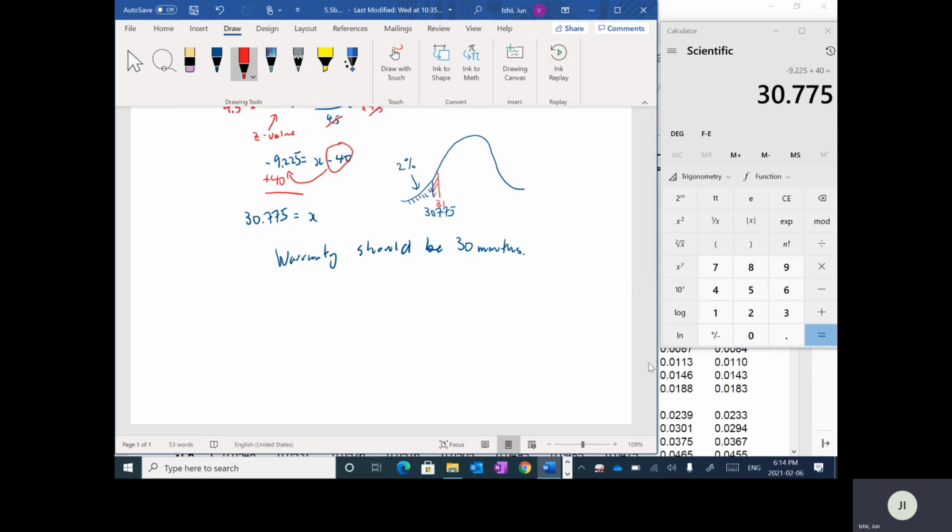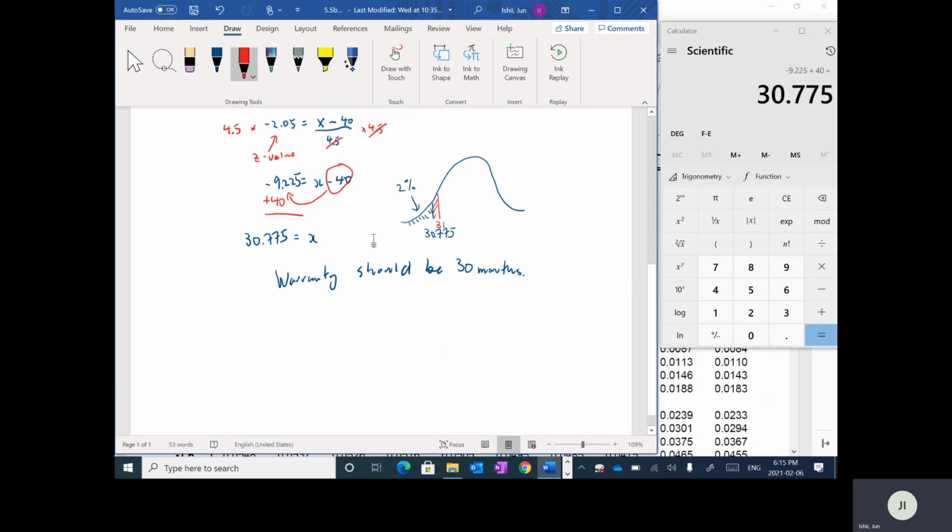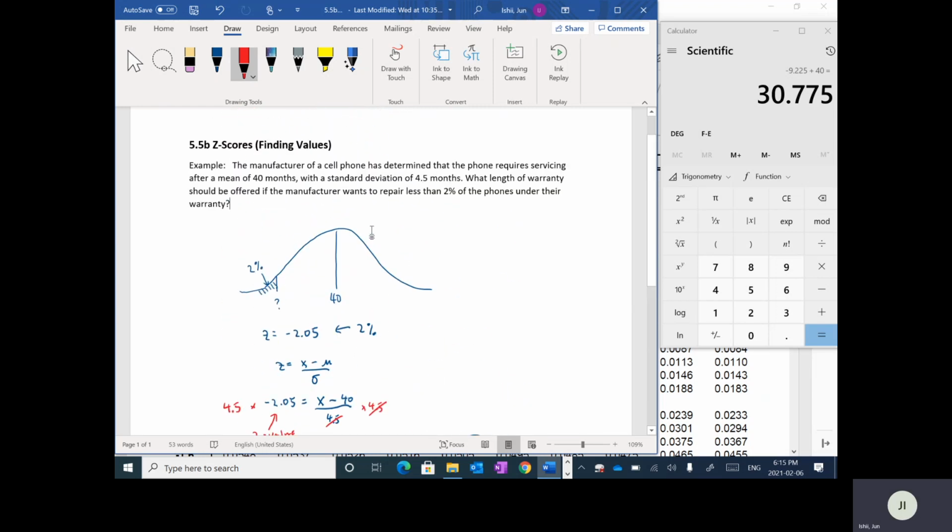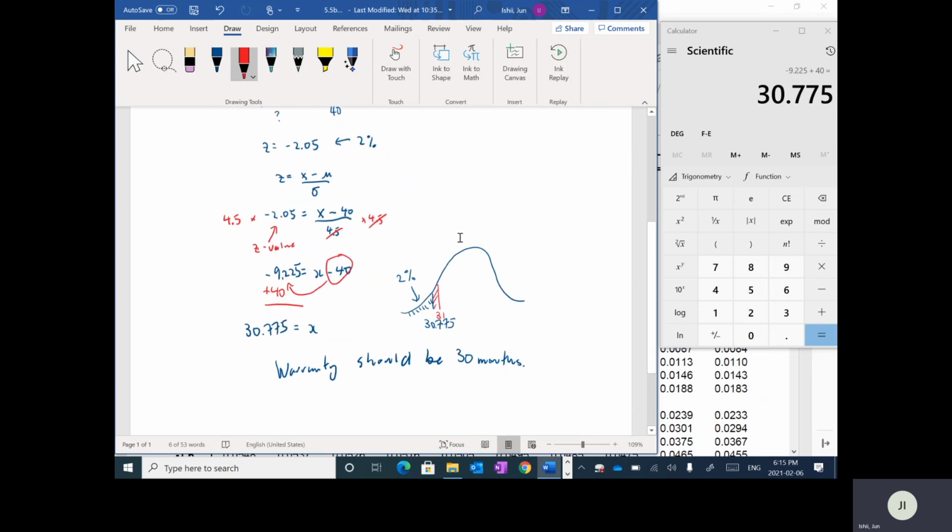I don't know about you, but if I ran a company and did a warranty, I'd probably want to repair less than 2% than more than 2%. So that's why I rounded this down to 30 months. So they're actually going to end up repairing less than 2% mathematically. Again, if you read the question here, it says what warranty should be offered if the manufacturer wants to repair less than 2%. If I was to round it up to 31 months, then I'm going to be repairing slightly more than 2%. But we want to repair less than 2%.